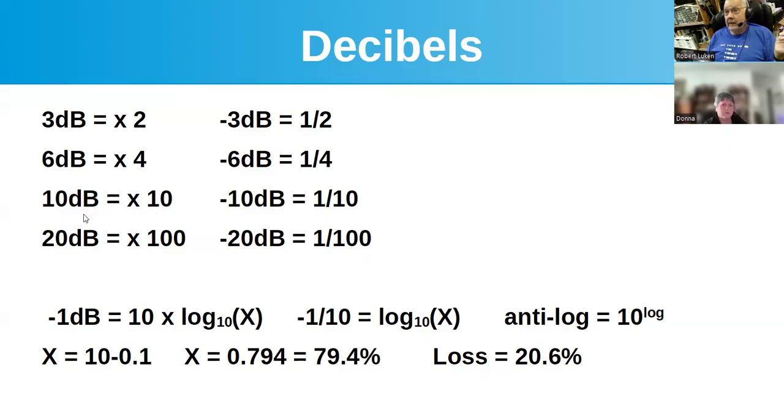So 10 dB is times 10. Minus 10 dB is a tenth. 20 dB is 100. Minus 20 is 1 over 100. So if I had, let's say, a number like 13 dB, what number would that represent?